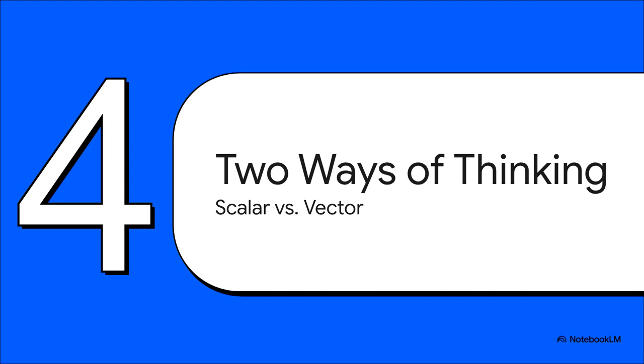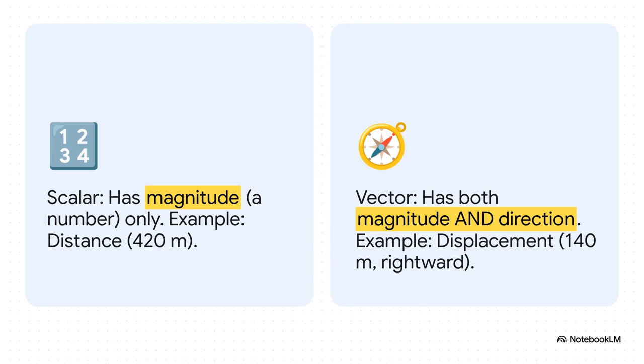And this huge difference between distance and displacement, well, it introduces us to 2 really critical categories for measuring things in science: scalars and vectors. It's a simple idea, but it's a huge deal. Scalar quantities, like distance, just give you a number, a magnitude. How much? 420 meters. But vectors, like displacement, give you more info. They tell you how much and which way. 140 meters to the right.